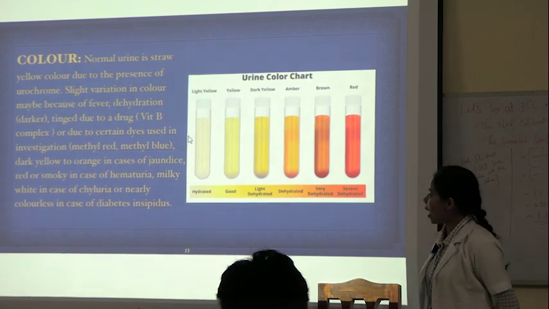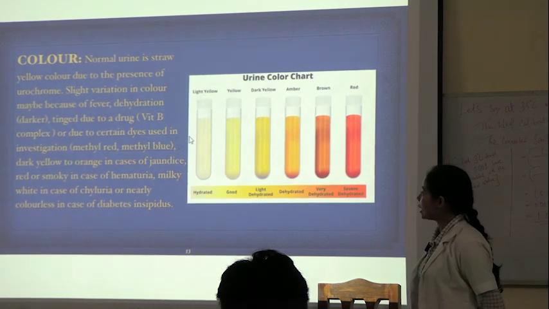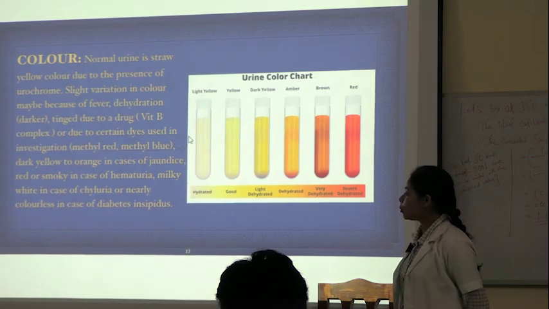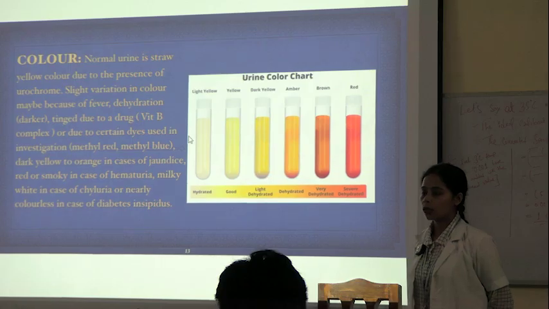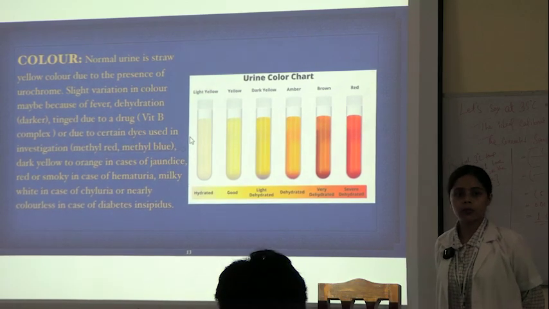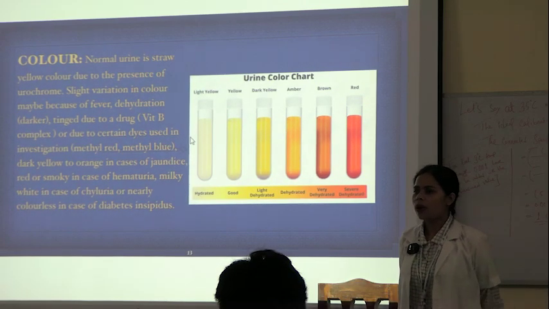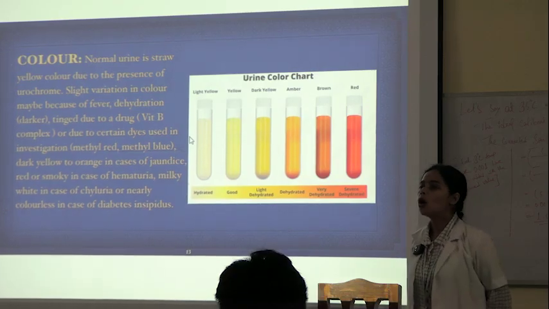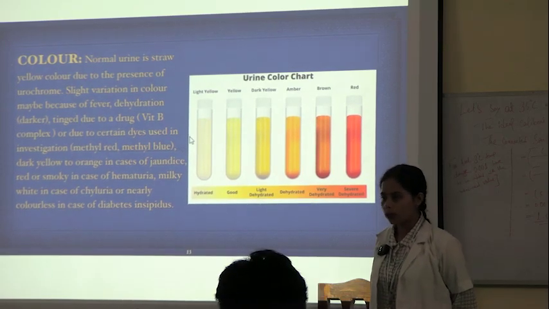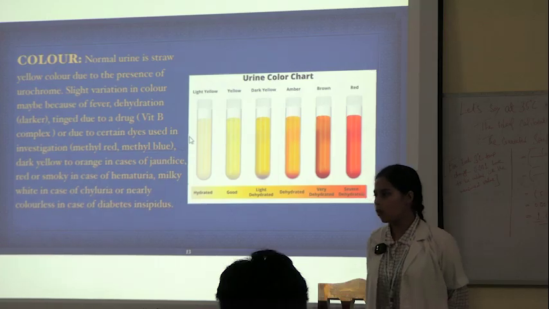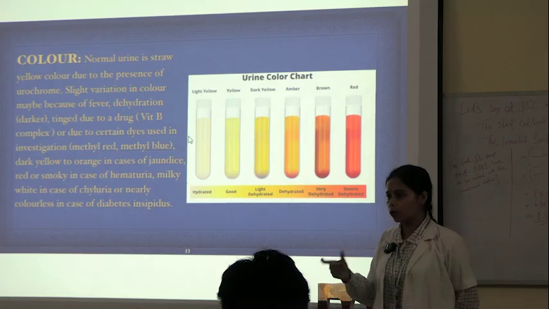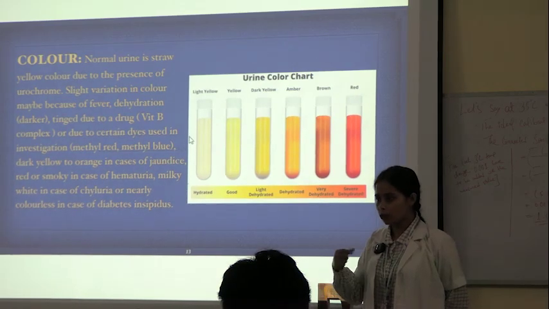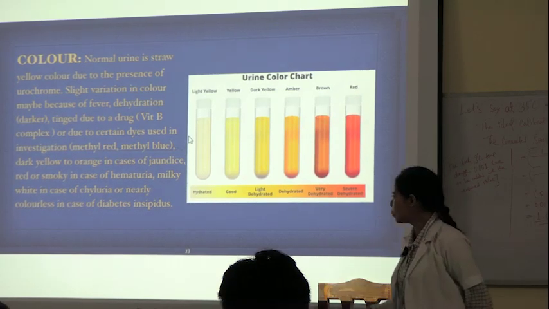So it is milky white in the case of chyluria or nearly colorless in case of diabetes insipidus. Why is it colorless in diabetes insipidus? What is diabetes insipidus? What I just told right now. More and more amount of urine, the sensation of more water. So in the urine sample, the water concentration will be more. So what will it do? It will dilute it. So that's why it will be more clear. Simple thing.